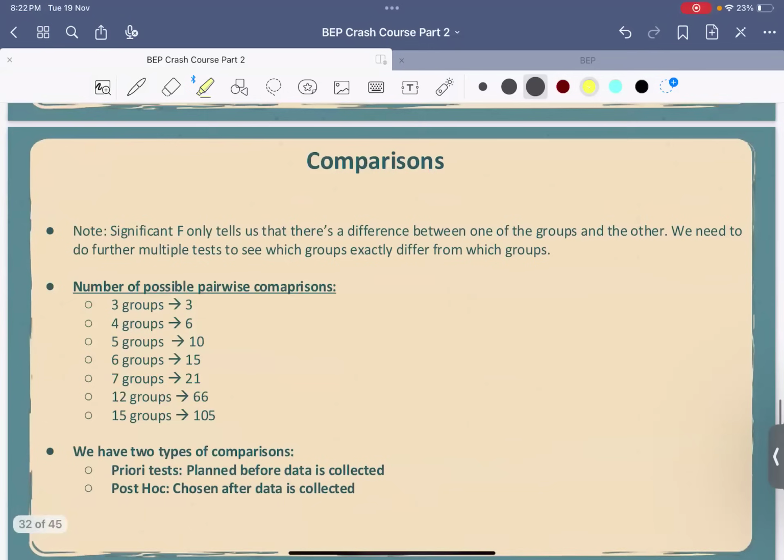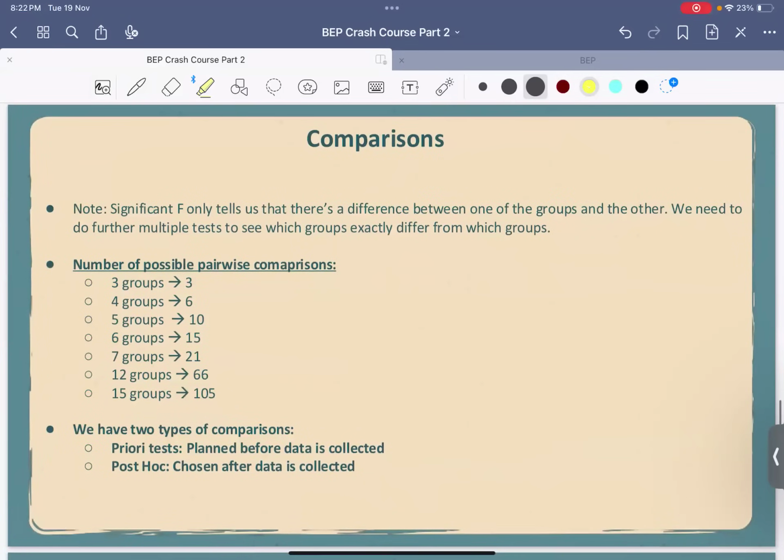So that's it. Now, comparisons. What do we mean by comparisons? If we get a value of F higher than 1, that means that the treatment is doing something. But which treatment is doing something? Is it treatment B or treatment C? If both are doing something, is treatment B different from treatment C? So the F value only tells us that there's a difference somewhere. C might be different than A, might be different than B, whatever.